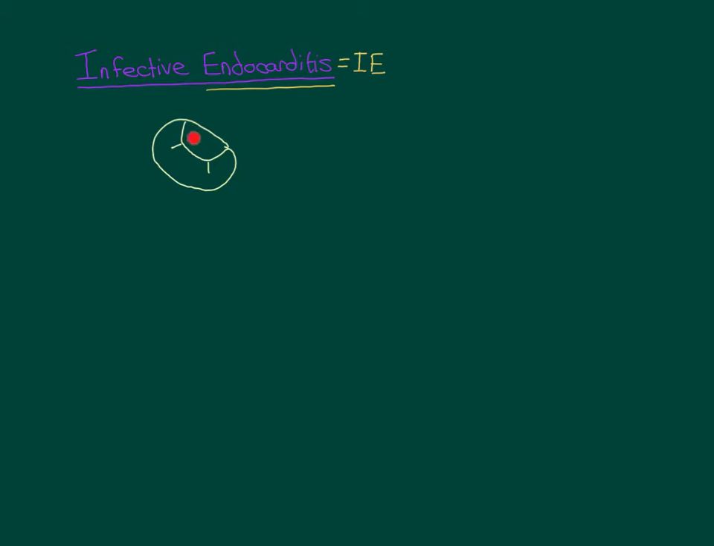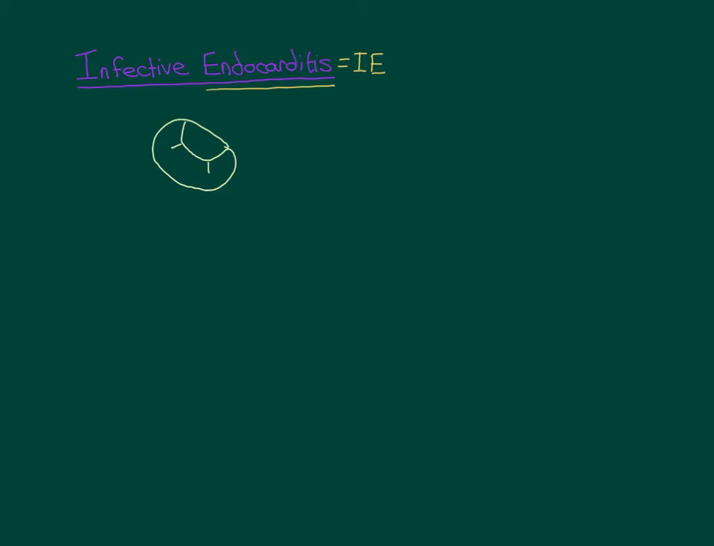So the valve cusps are covered in an endothelium that is continuous with the endothelium that lines the wall of the heart. So if you're getting infection of the endocardium, that can also cause infection of the valves, and it very often does, and this can lead to massive problems with the heart valves functioning. So in infective endocarditis, the infection can spread to the heart valves. What can this lead to?